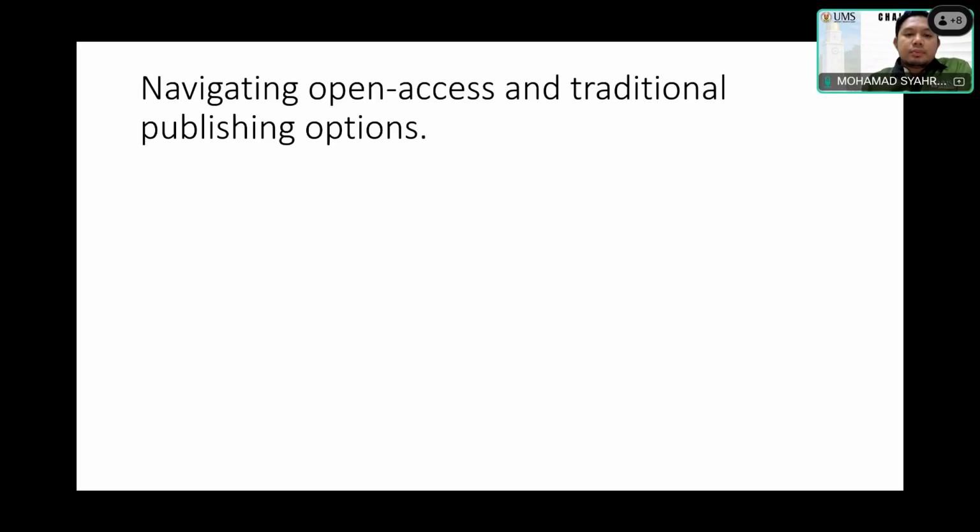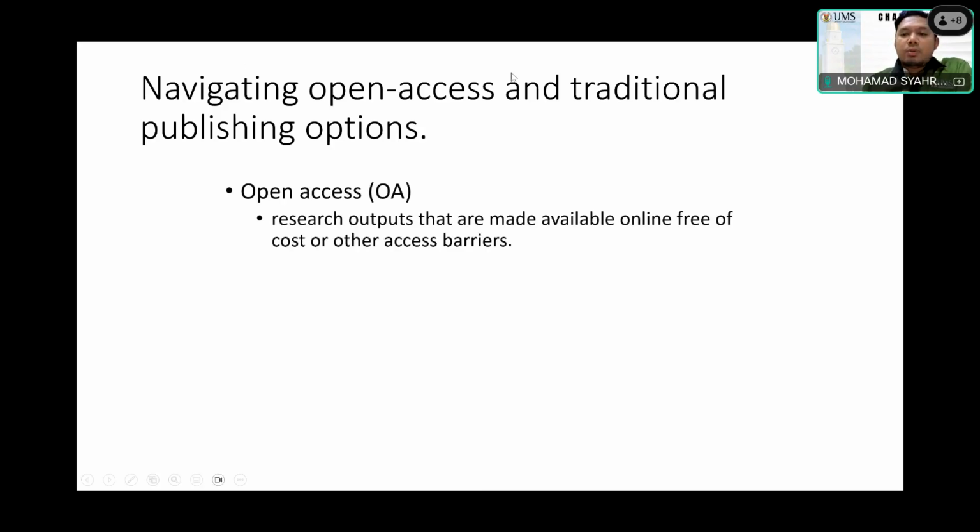So okay, like I've mentioned before, navigating open access and traditional publishing, the options. What is open access? It is research output that is made available online, free of cost or other access barriers. Online free of cost means that anybody can access your paper without university Wi-Fi, for example.